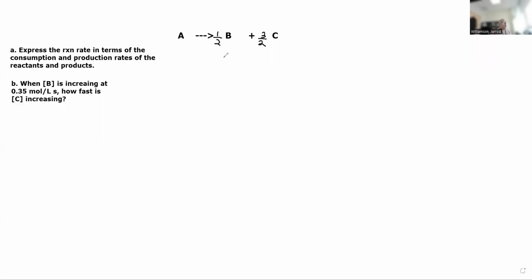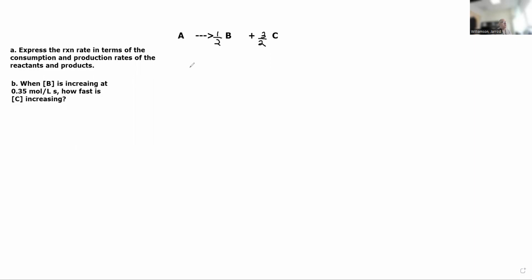Let's take this chemical reaction: A decomposes into 1/2 B plus 3/2 C. First question, express the reaction rate in terms of the consumption and production rates of the reactants and products.